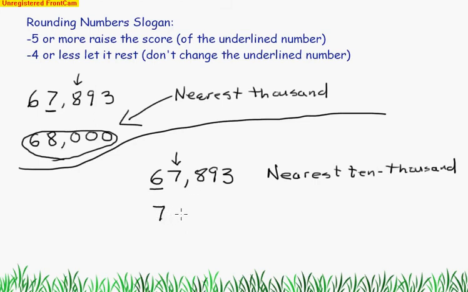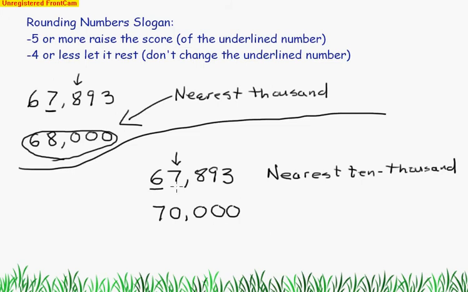Then everything to the right becomes a 0. And I like to do my rounding underneath the original number and keep everything in line because it's quite helpful in keeping it organized. So you would now say that the number 67,893 rounded to the nearest 10,000 would be 70,000.